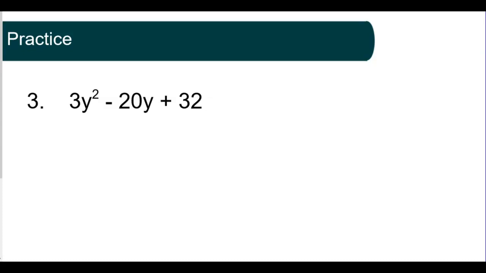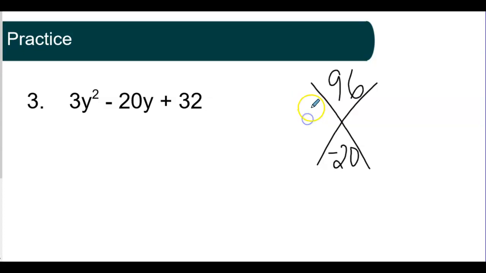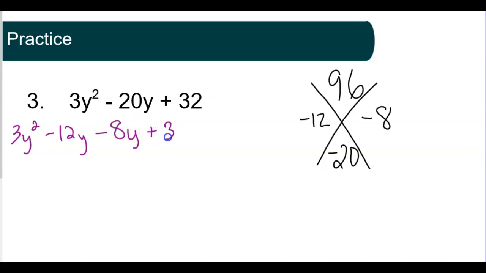What are the factors of 96 that when I add them together, I get negative 20? Well, I could multiply negative 12 times negative 8 to get positive 96. And when I add those together, I get negative 20. So 3y squared minus 12y minus 8y plus 32.